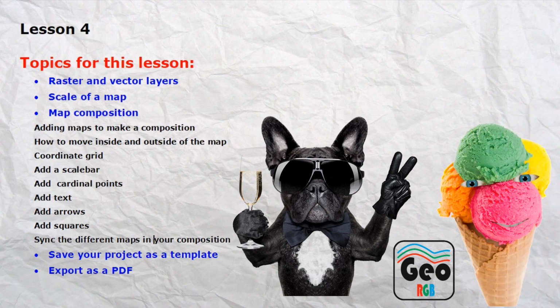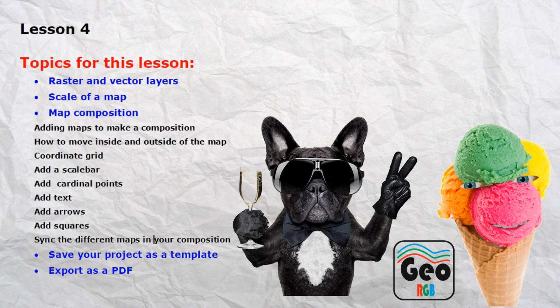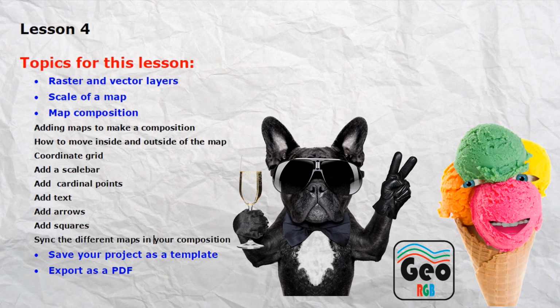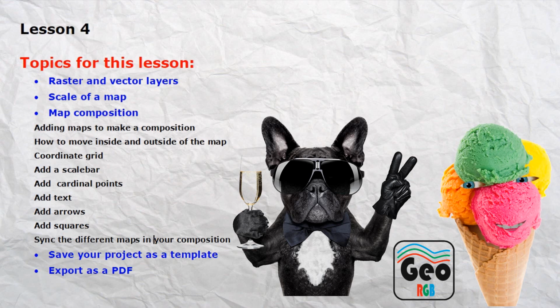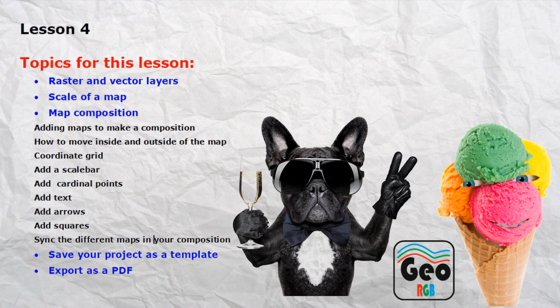This is lesson 4. The topics for this lesson are raster and vector layers, scale of a map, map composition, adding maps to make a composition, how to move inside and outside of the map, coordinate grid, add a scale bar, add cardinal points, add text, add arrows, add squares. Sync the different maps in your composition. Save your project as a template, export as a PDF.